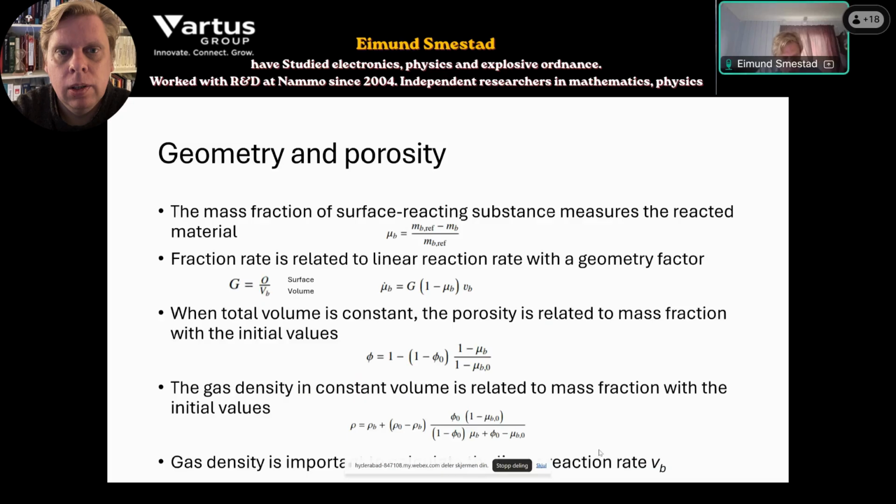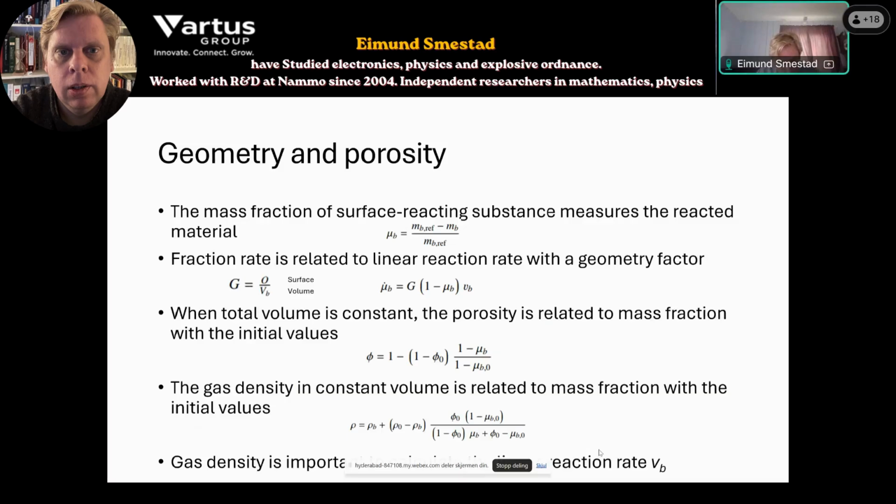Geometry and porosity. If you are interested in generated gas, we need to look at geometry and porosity, where the mass fraction μb measures the fraction of reacted material. The rate of generated gas is expressed by the fraction rate and is related to the linear reaction rate Vb with a geometry factor g that is surface over volume.